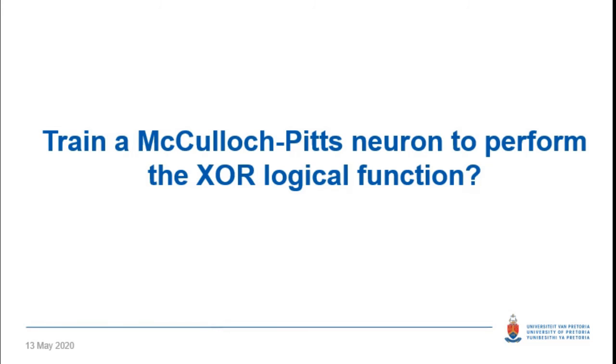So I'm going to give you a minute or so to think about it. If you had to actually represent or get your McCulloch-Pitts neuron to emulate an XOR function, what would the weights be and what would the theta value be? Have you come up with an answer yet?